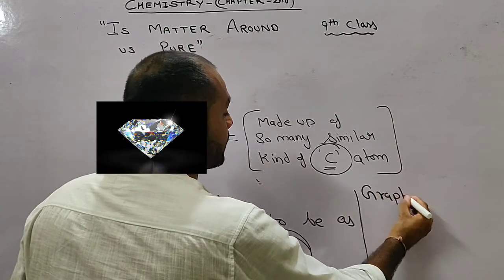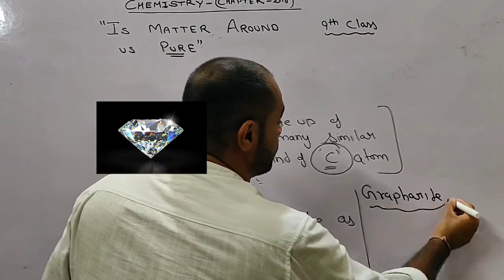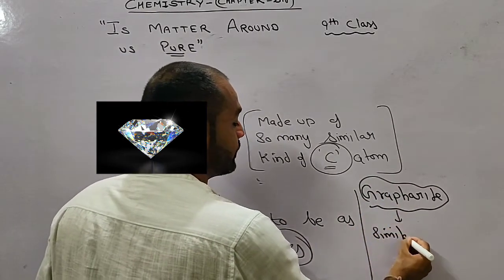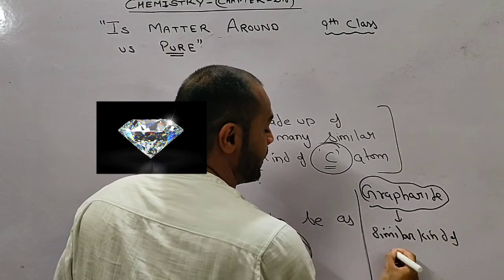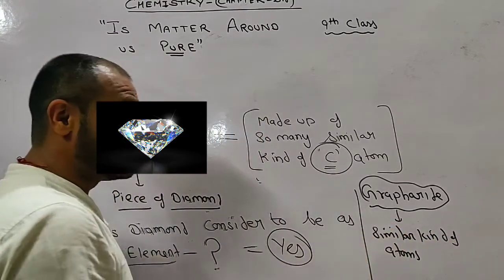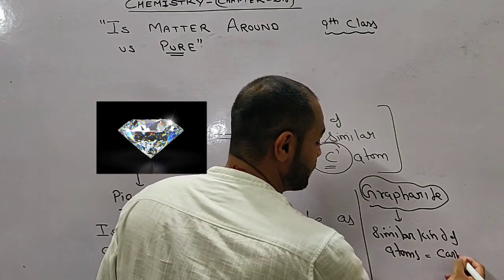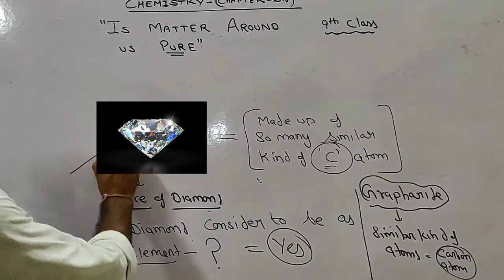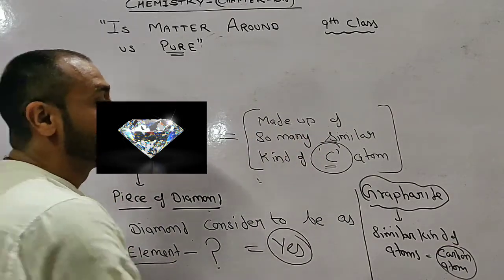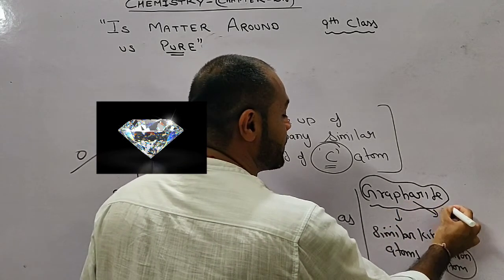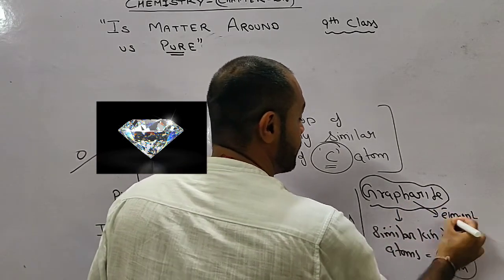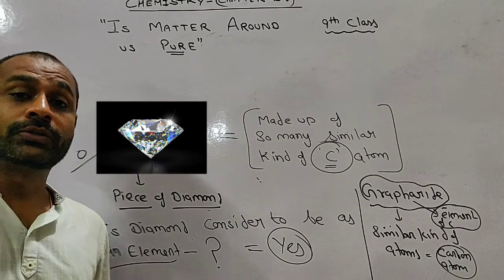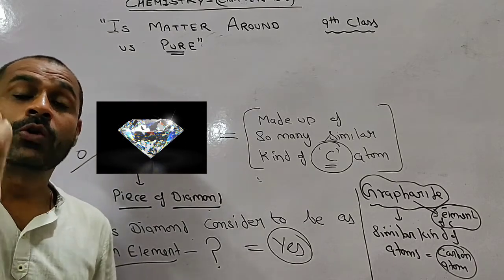They both are the allotropes of carbon. So graphite is also made up of similar kind of atom. किसके similar kinds? Of carbon atom. Fine. Of carbon atom. So in the same way as diamond is considered to be an element of carbon, the graphite is also considered to be an element of carbon.